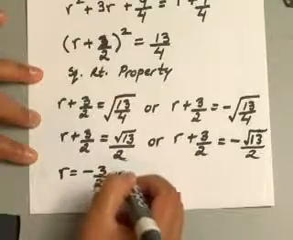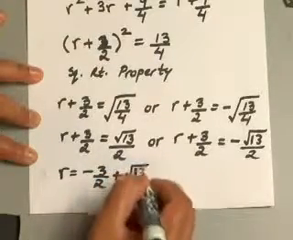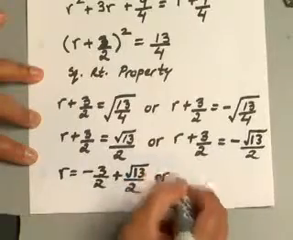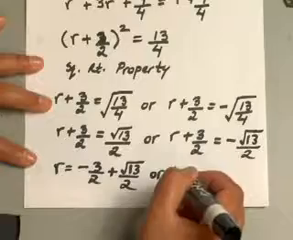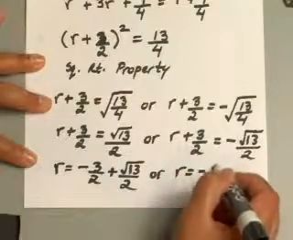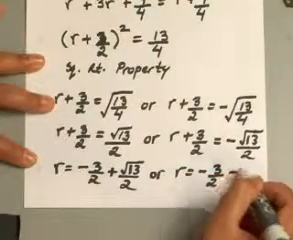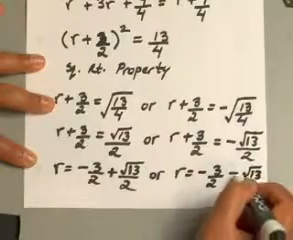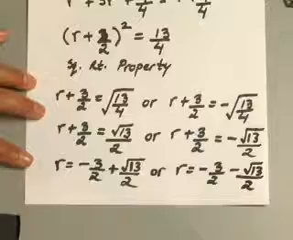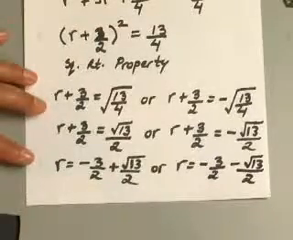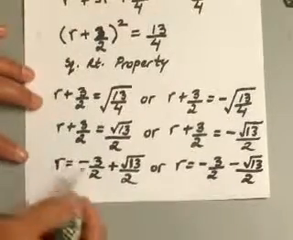Okay, so we'll go ahead and subtract 3/2 on the other side, and that will give us minus 3/2 plus square root of 13 over 2. Same thing on the other side. Move your 3/2 over, and you will end up with r equals negative 3/2 minus square root of 13 over 2.